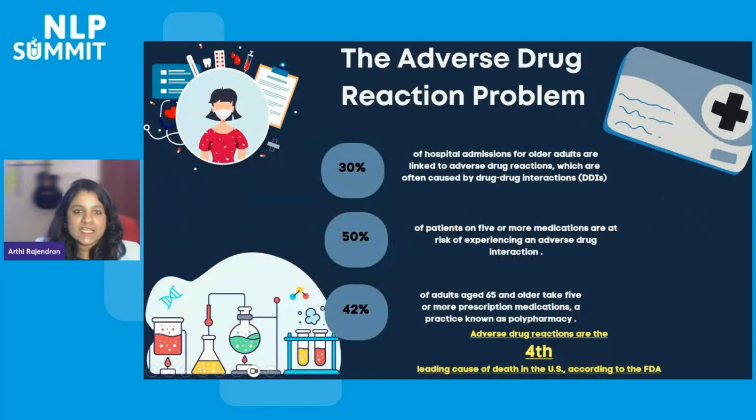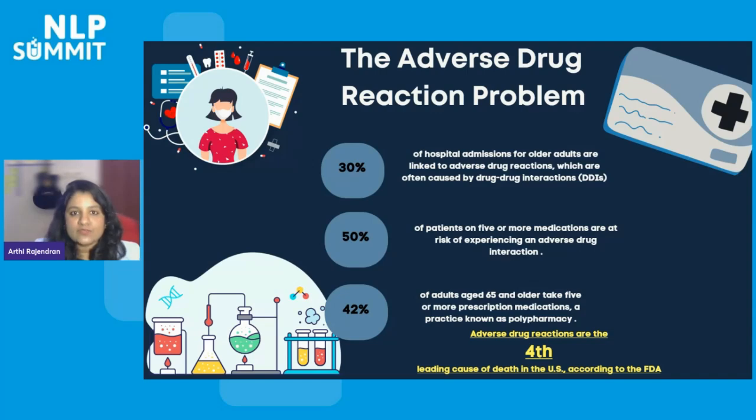So let's begin by understanding the scale of the ADR problem. Adverse drug reactions are a serious concern, particularly for older adults. In fact, 30% of hospital admissions for older adults are linked to ADRs, with drug-drug interactions playing a major role. When patients take 5 or more medications, a practice known as polypharmacy, they are at an even greater risk, especially in countries that are underdeveloped or developing.